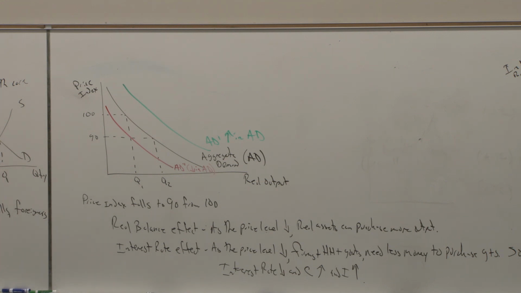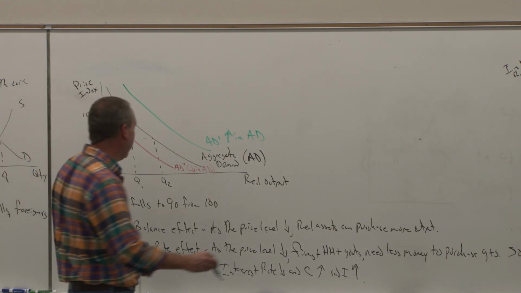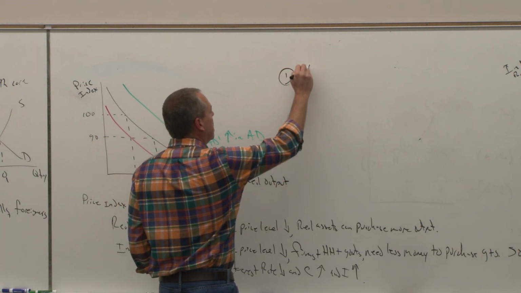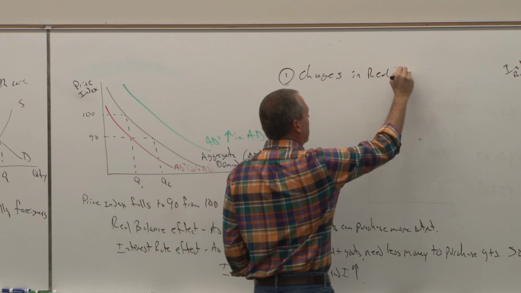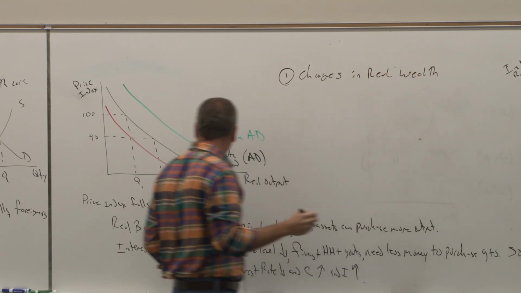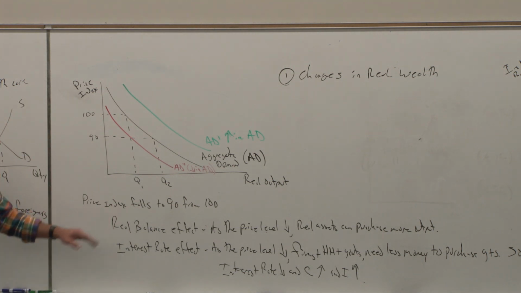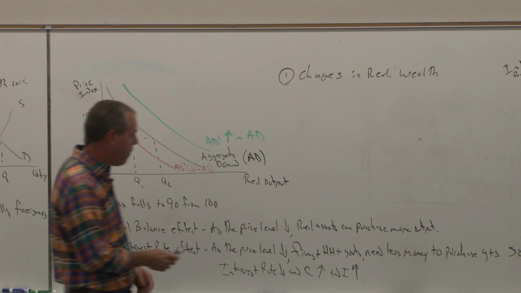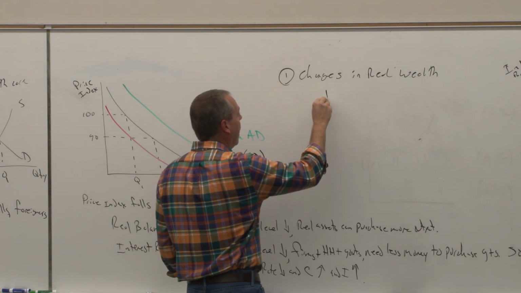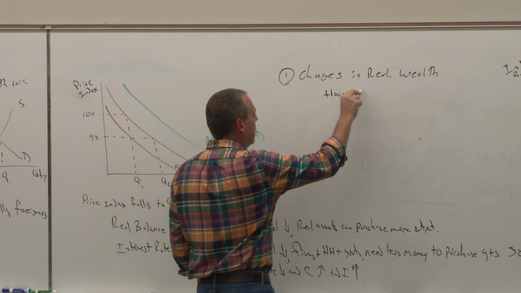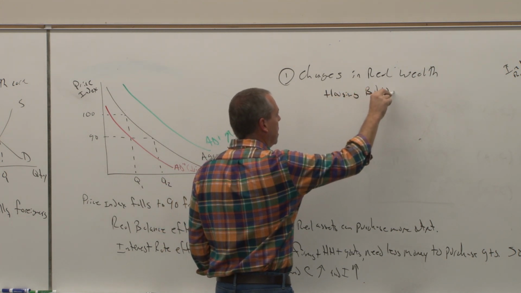And we've got several different things here that are occurring. So one of them is changes in real wealth. And these are changes in real wealth that are not related to the real balance effect, right? They're exogenous. So this could be things that change real wealth. So you could have things like housing bubbles, right?